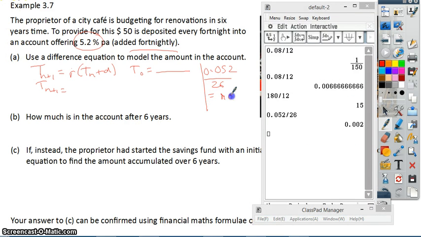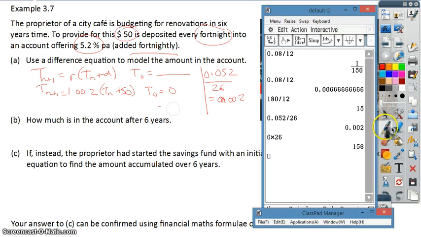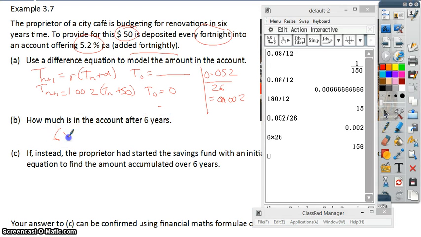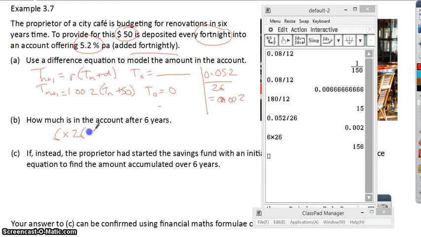which is 0.002. Remember that becomes 1.002 now. T n plus 50. T0 is 0. How much in the account after 6 years? Okay, so we've had 6 years worth of payments every fortnight. 6 times 26 is 156. So n is 156. That's what we look up in our table.